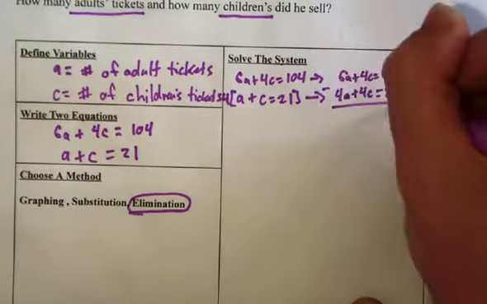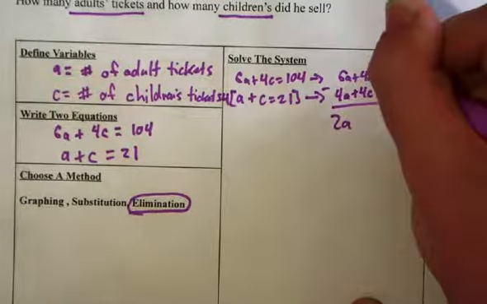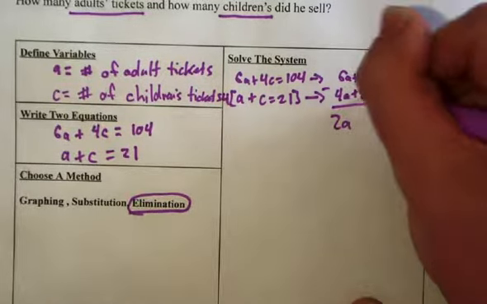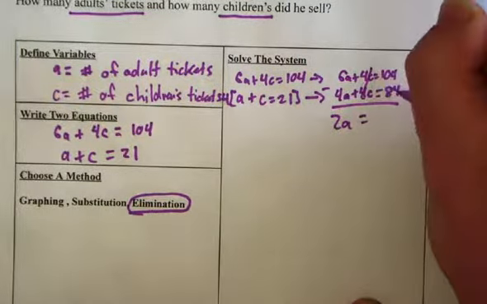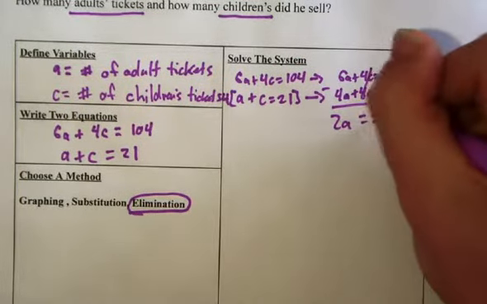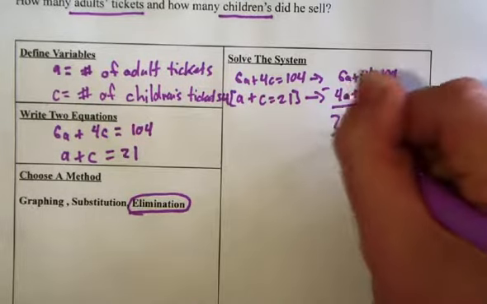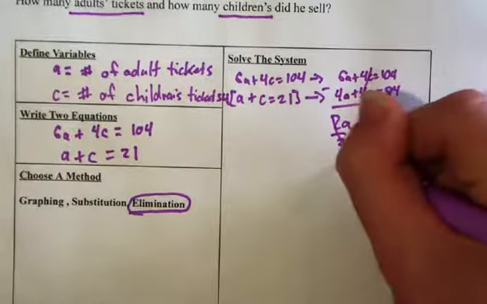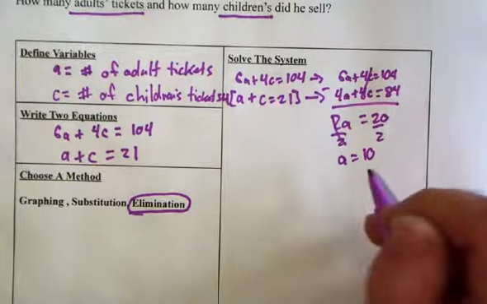Now I can subtract. 6A minus 4A is 2A. 4C minus 4C is 0. That equals 104 minus 84, which is, conveniently, 20. Solve for A, divide by 2. A equals 10. Now we just got to plug this into the new equation.